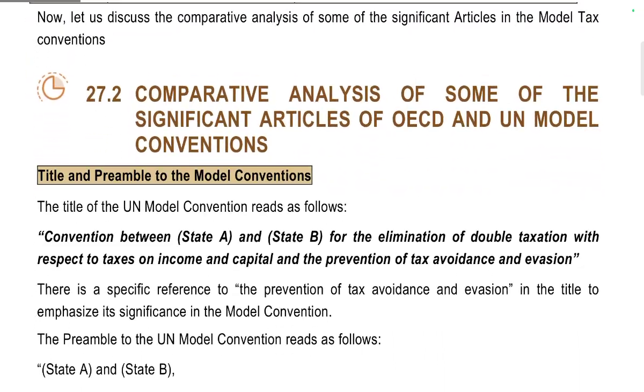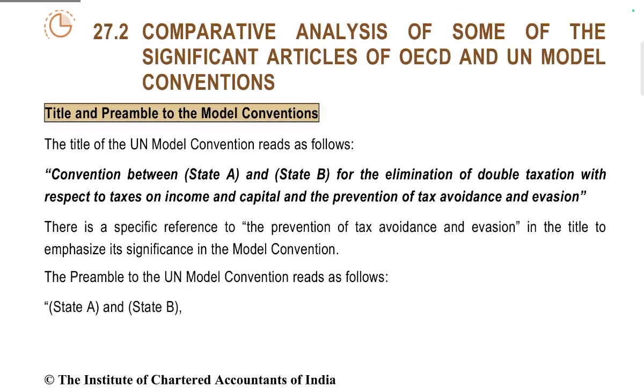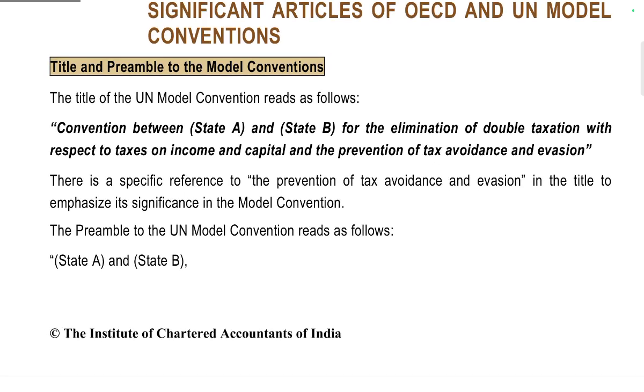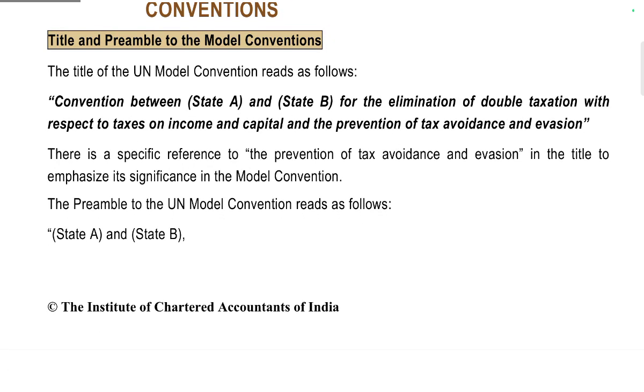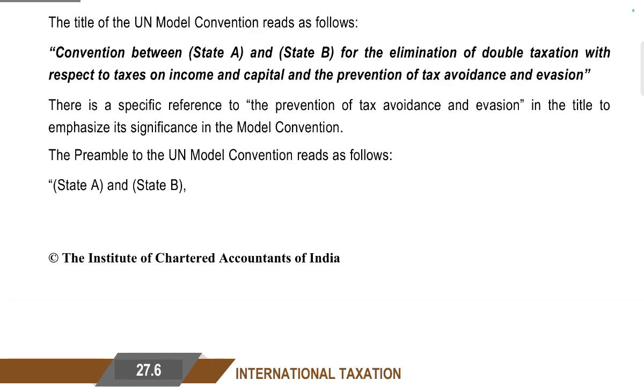A comparative analysis of some of the significant articles in the OECD and UN Model Conventions. First, the title and preamble of the UN Model. The title reads: convention between State A and State B for the elimination of double taxation with respect to taxes on income and capital and the prevention of tax avoidance and evasion. The specific reference to the prevention of tax avoidance and evasion in the title emphasizes its significance in the UN Model Convention.